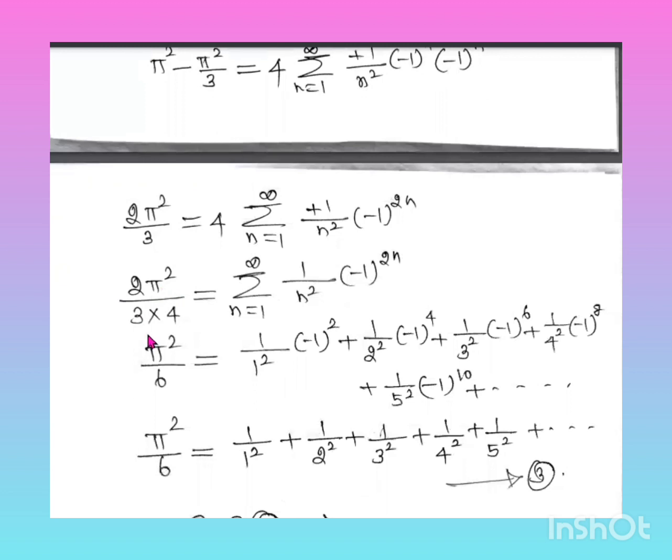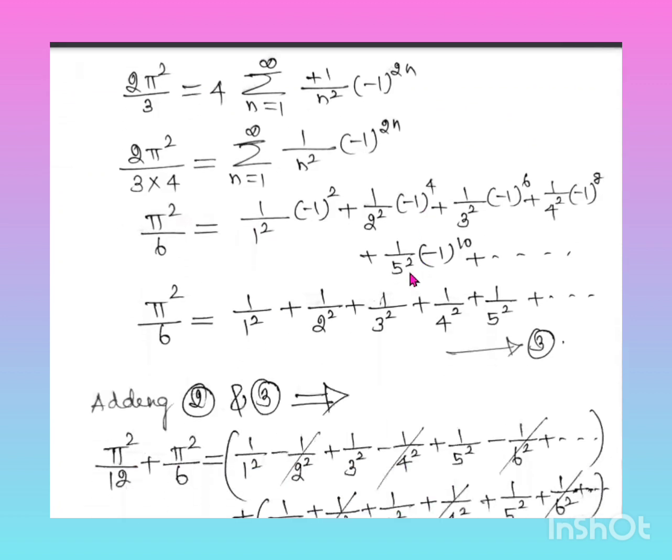So 2 pi square divided by 3 into 4. The 4 will go to the denominator, 3 into 4, which is equal to summation n equal to 1 to infinity 1 by n square minus 1 power 2n. Now you have to expand it. 2 pi square divided by 12. So 2 divided by 12 will be 1 by 6. So pi square divided by 6, which is equal to, for n you have to apply 1 to infinity.